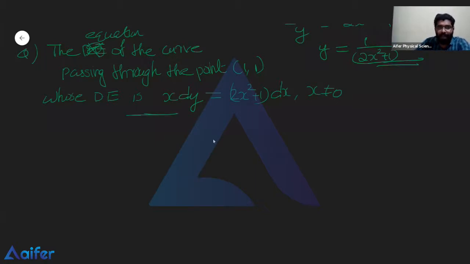That is, you are given a differential equation, and once you solve, you get a curve. That curve passes through this point. Why is it given? This is actually a boundary condition. Finally, you will get a constant while solving this differential equation. We are looking for a particular solution, the curve passing through this point.